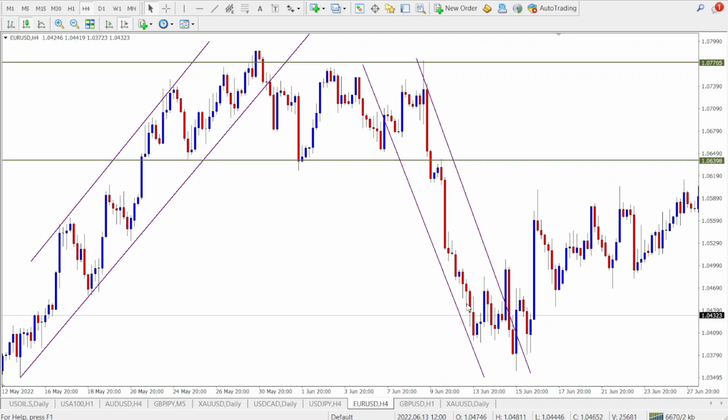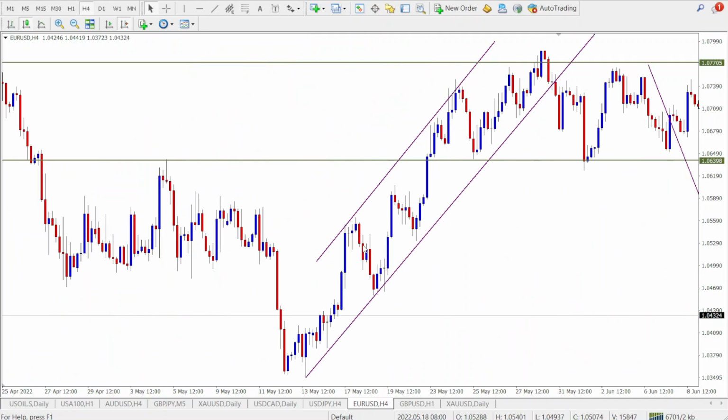So instead of continuing up or down, the market shifts, offering traders a chance to enter at the very beginning of a new trend. Now, there are two types of reversals traders look for. The first is the bullish reversal.